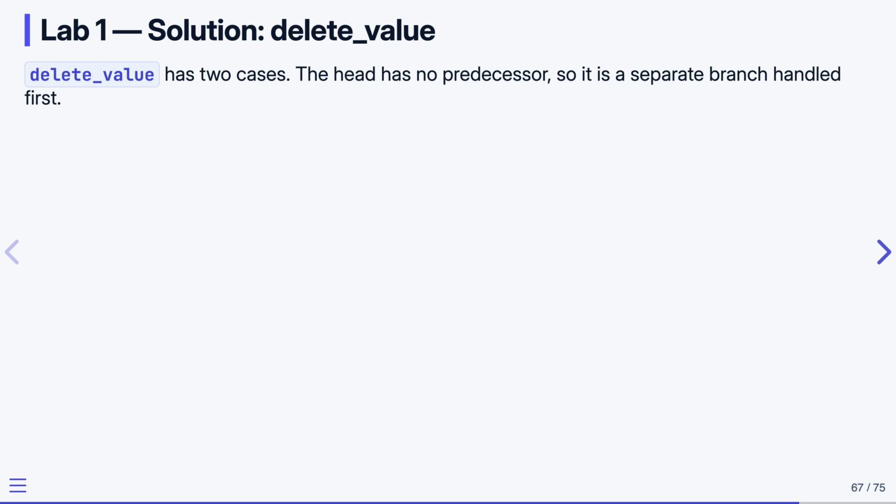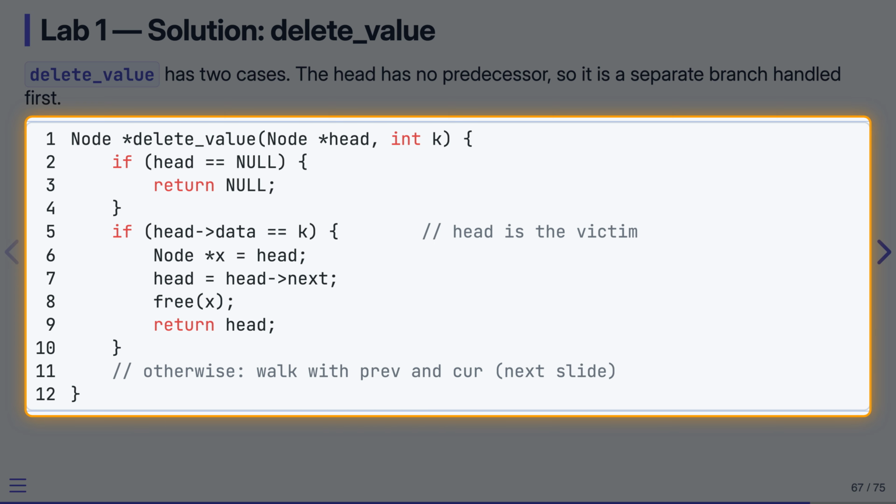Last is deleteValue. It has 2 cases just like before. DeleteValue first checks the head. If the head holds the key, it moves head forward and frees the old head. The head has no node before it, so it is a separate branch.